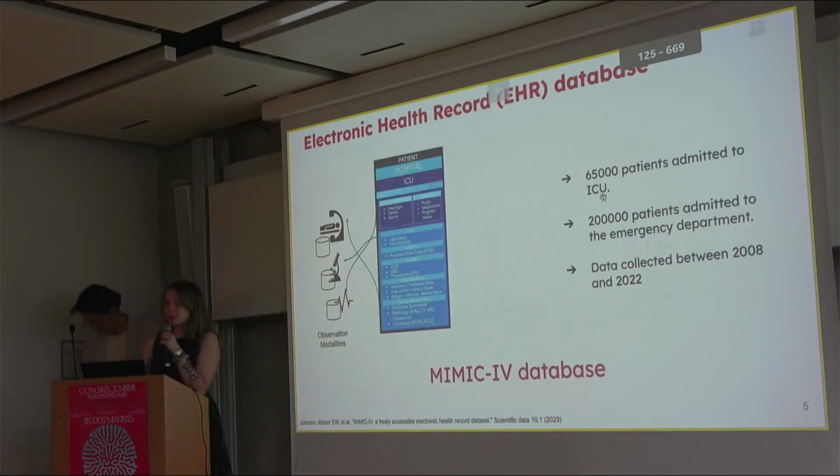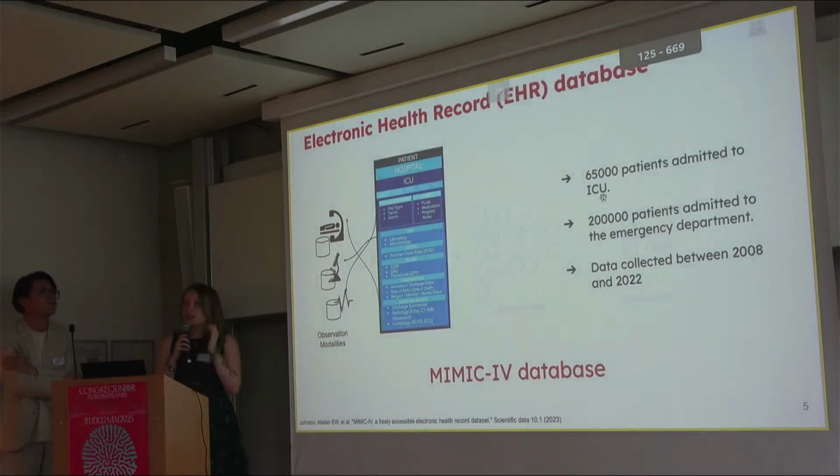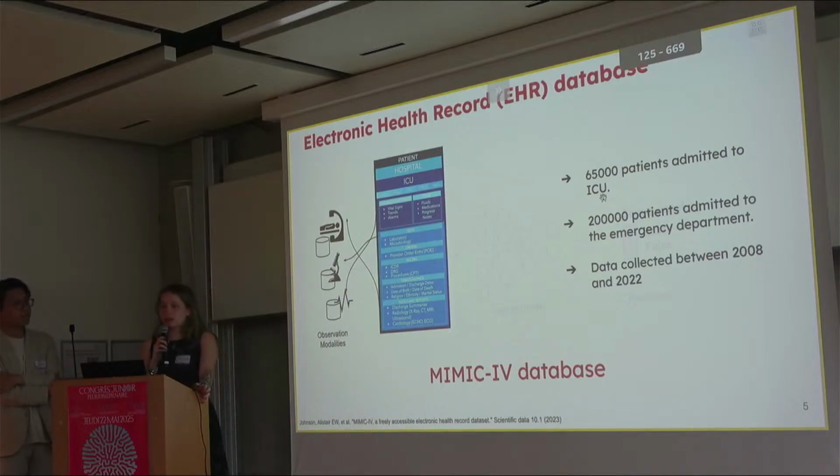So the database we're using is called MIMIC-IV. It's a large database of de-identified patients admitted to the emergency department or the intensive care unit of a medical center in Boston. It is a very famous, complete, and challenging database consisting of 65,000 patients admitted to ICU and 200,000 patients admitted to the emergency department between the years 2008 and 2022.